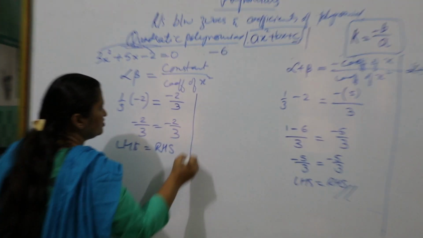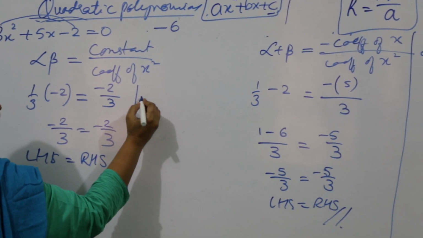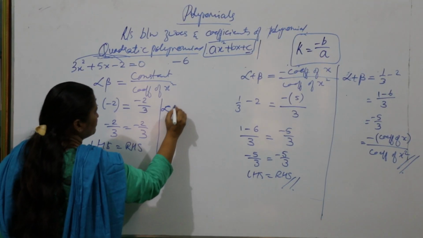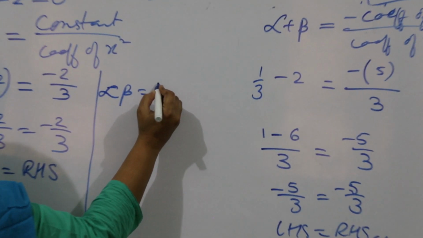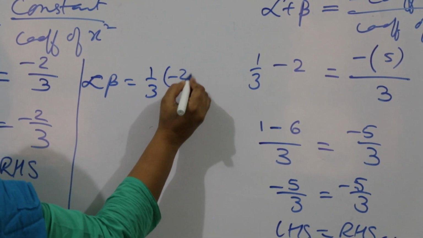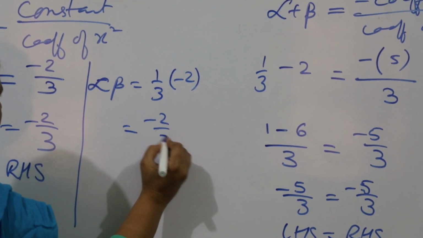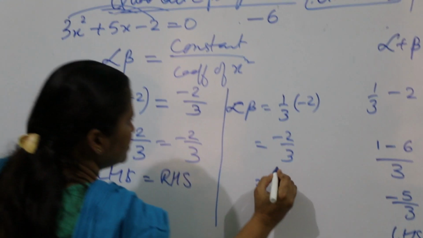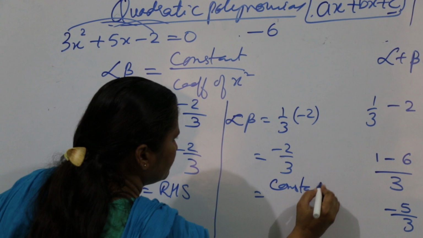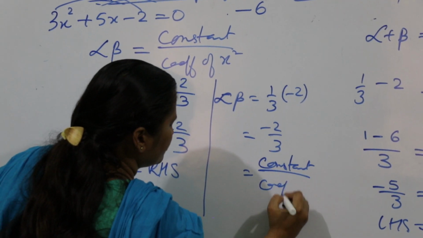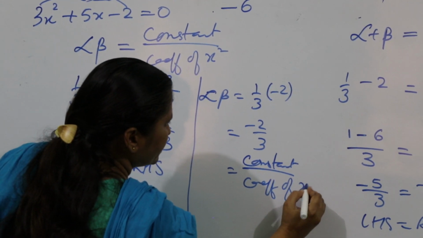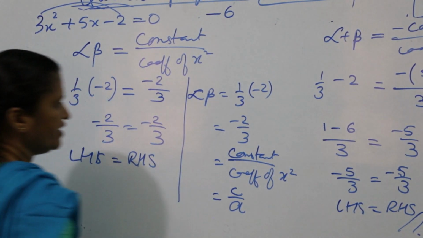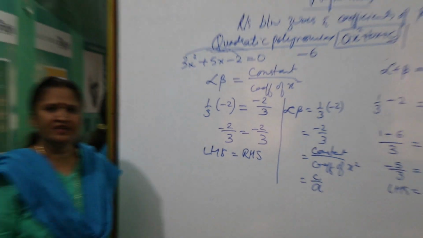As I told you, we can also do it like that. What is alpha times beta? Alpha beta is equal to 1 by 3 times minus 2, which is minus 2 by 3. What is minus 2 for us? Which is constant by coefficient of x square, right? Which is c by a. Both these ways we can verify.